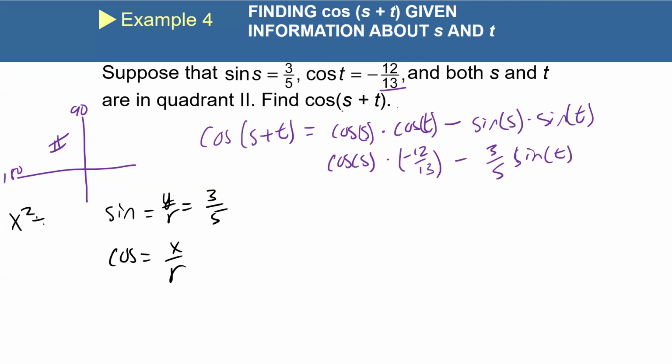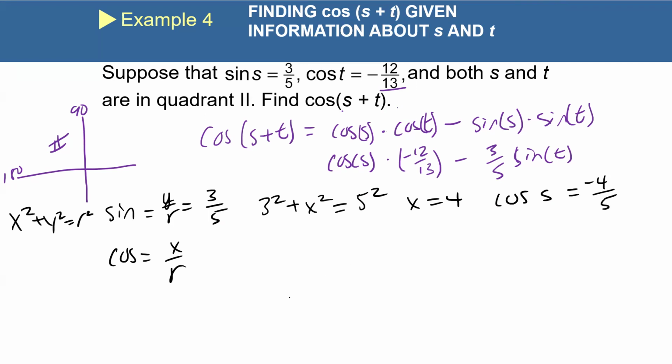Remember, their relationship is x squared plus y squared equals r squared. If I have my y and my r, can I solve for my x? We surely can, because it's a triangle and it creates a special triangle. Does anyone remember what kind of triangle this is? Right triangle. So we have 3 squared plus x squared equals 5 squared, and it's going to be 4. So our x equals 4. So therefore our cosine of S equals -4 over 5. Why is it a negative though? It's in the second quadrant.